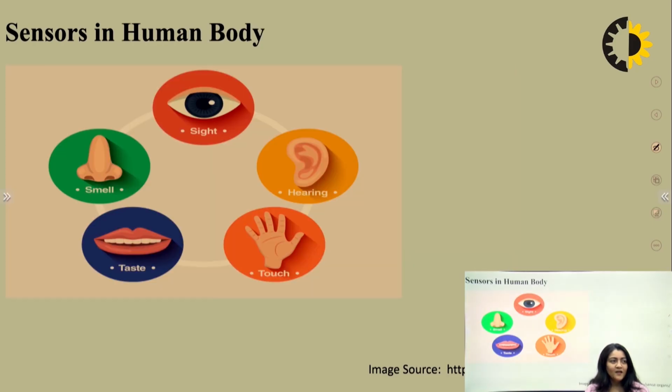Similarly, if you look at the human body, we know that there are five sensing elements present in our body. That is sight, which captures images, through our eyes. Then there's smell, which is captured by our nose. Then taste, which is captured by our tongue. Then there are touch sensors in our skin. Then there's hearing, with which we can sense sound. So these are the sensors present in our human body. As a body, we are all made up of some kind of sensors.